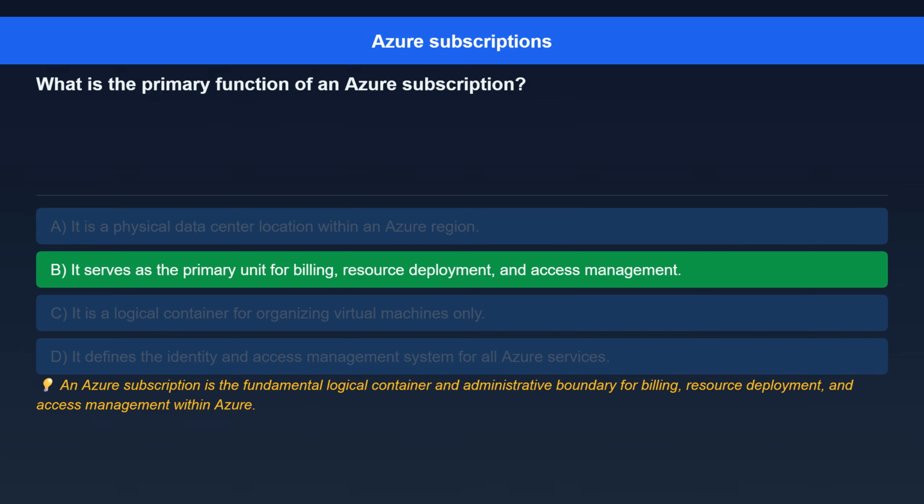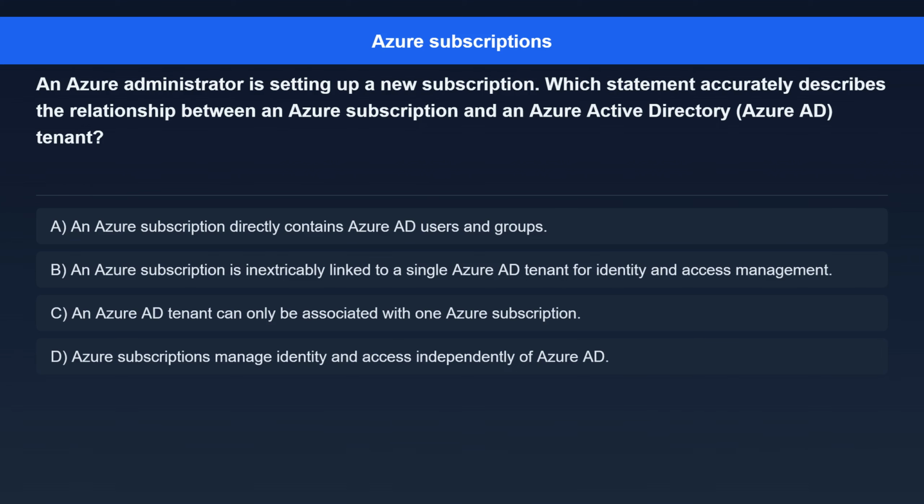The correct answer is, quote, it serves as the primary unit for billing, resource deployment, and access management. Here's the explanation. An Azure subscription is the fundamental logical container and administrative boundary for billing, resource deployment, and access management within Azure.